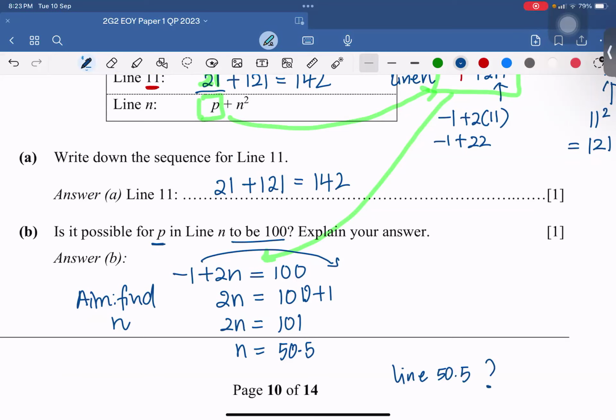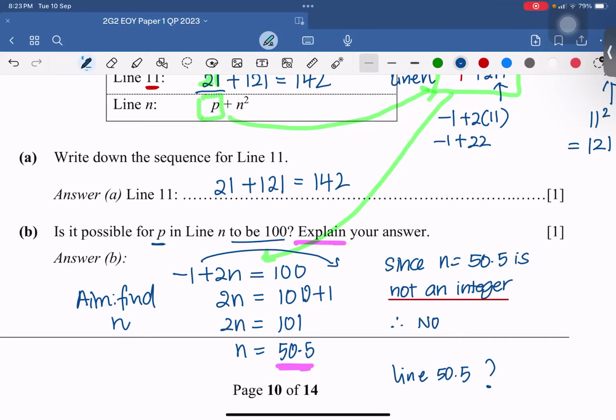No. Why not possible? Must explain the answer. What's so special about this number? There's a keyword. Since n equals 50.5 is not an integer. Yes, wonderful. It is not an integer. Can you all please make sure you highlight this portion, the keyword? Since this is not an integer, is it possible for there to be this line? No, not possible.